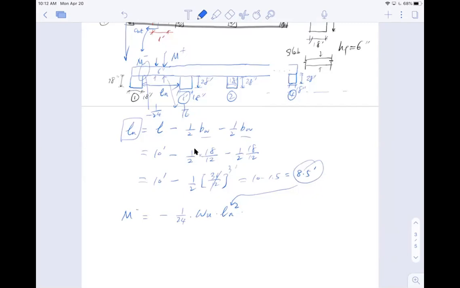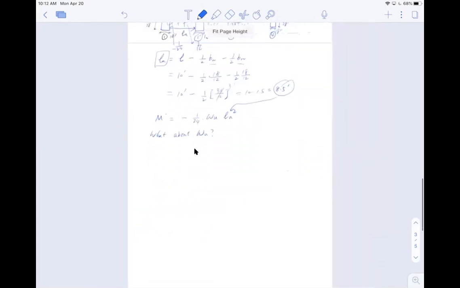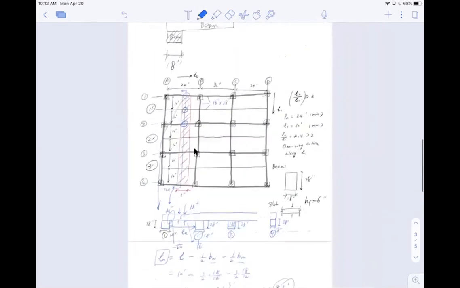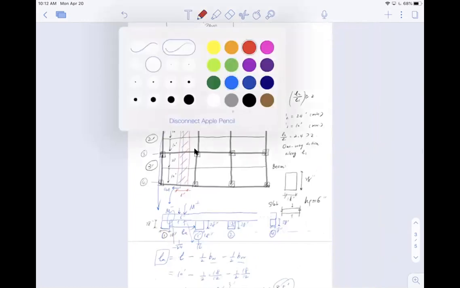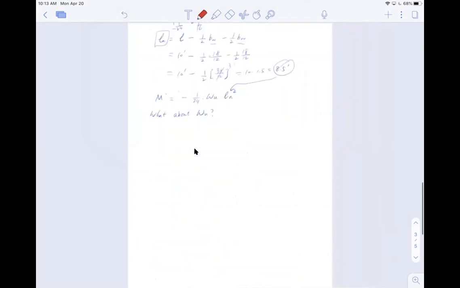Now the other thing is, what about omega u? Omega u, what is the distributed load, the factored load? Okay, what is the factored load? So when I look at this, I have to take a look at my strip right here. Since it's red, I'm going to go back to the color red here.